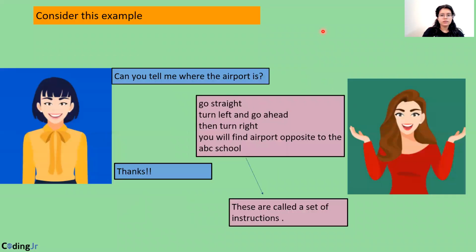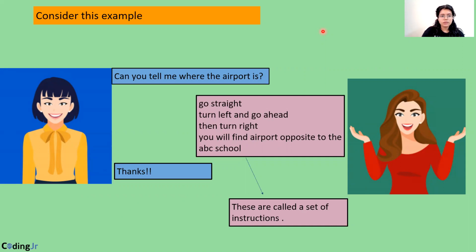Okay. So what if you have to communicate with a person who lives in France? You must know his language, right? If he speaks French, you must also know French. Similarly, if you want to communicate to a computer, you must know the language of a computer.